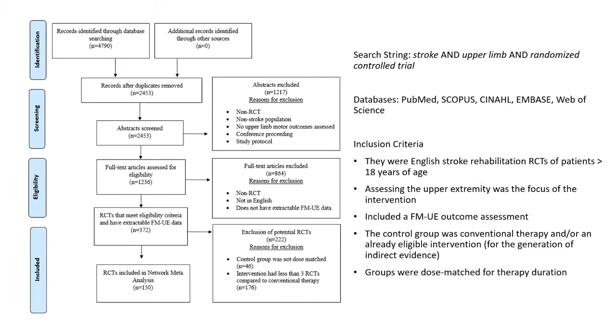To do so, we performed a literature search identifying randomized controlled trials investigating upper limb rehabilitation post-stroke. Importantly, these trials needed to include the Fugl-Meyer upper extremity outcome assessment and needed the control group to be conventional therapy, as this was selected as the common comparator.